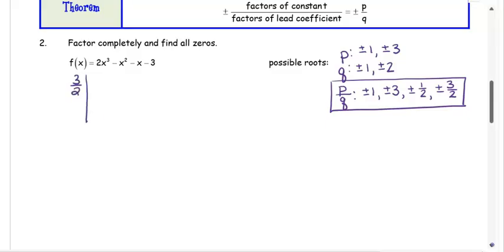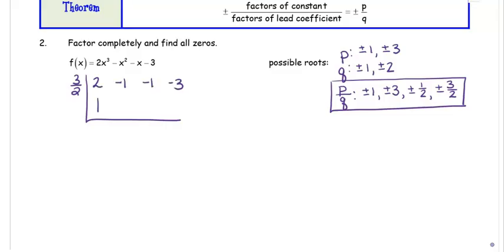So I'm going to put the 3/2 on the outside. I have 2, -1, -1, and -3. I will drop down the 2. 2 times 3/2 gives me 3. Add down. 2 times 3/2 gives me 3. Add down. 2 times 3/2 gives me 3. Add down, and I've got 0.